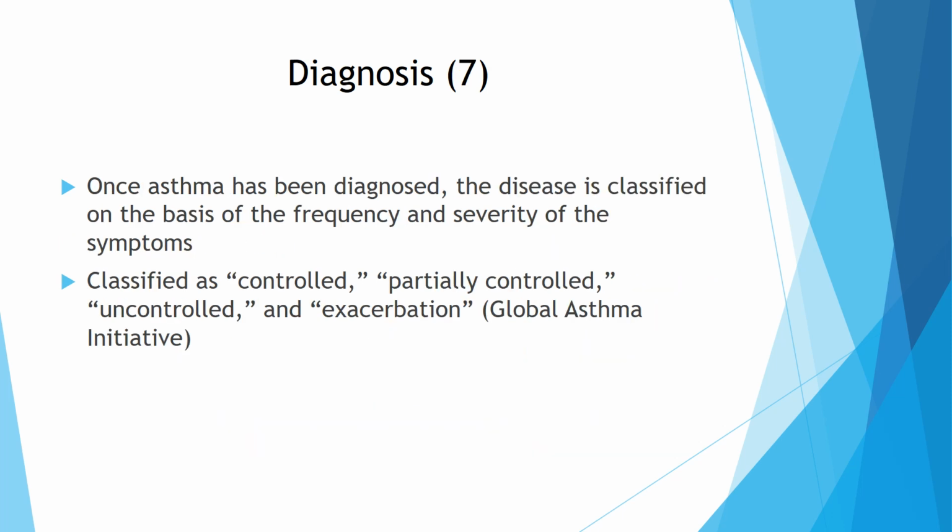So once asthma has been diagnosed, the disease will be classified on the basis of the frequency and then the severity of the symptoms. And they can be classified as controlled, everything is going well. Partially controlled, where we're still working on it, we're still trying to get that perfect treatment plan that will work for them. Uncontrolled, which is some days they're having good days, some days they're having bad days, some days they're having very bad days. And then there is the exacerbation, and that is the day of the asthma attack.